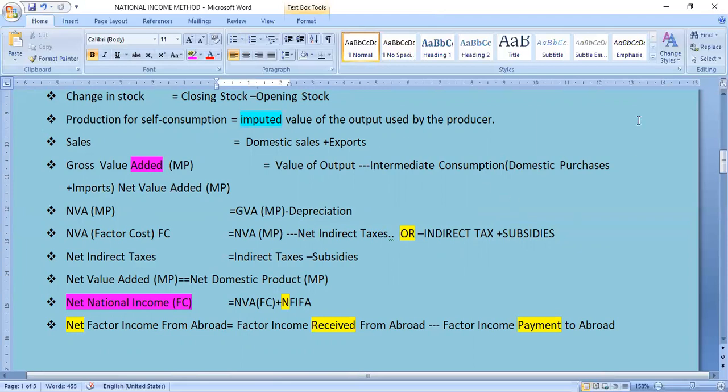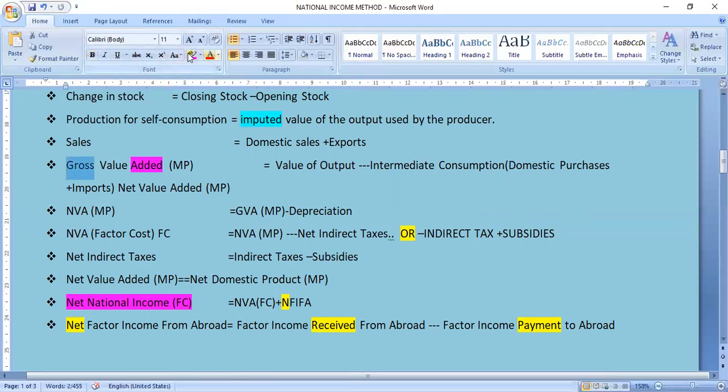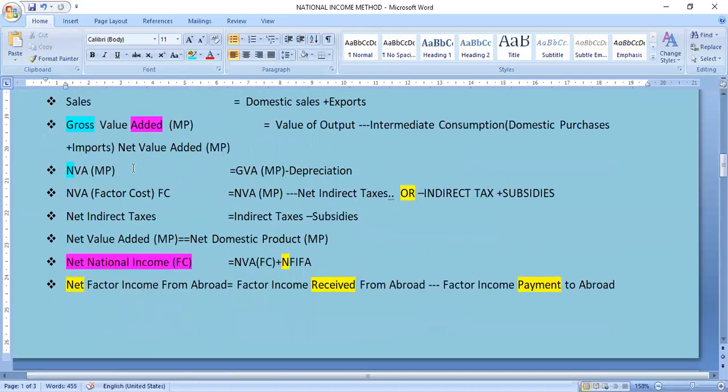Intermediate consumption is domestic purchase plus import. Net value added: here the word gross is given, but here it is net value. N is for net. How to calculate it? How can we convert gross into net? Gross value added minus depreciation. Minus depreciation, it becomes net. But it was the value at MP.